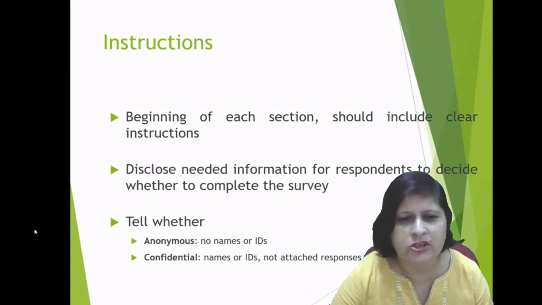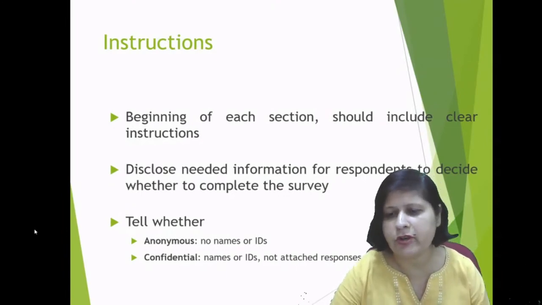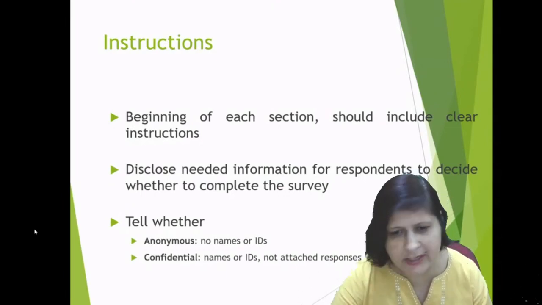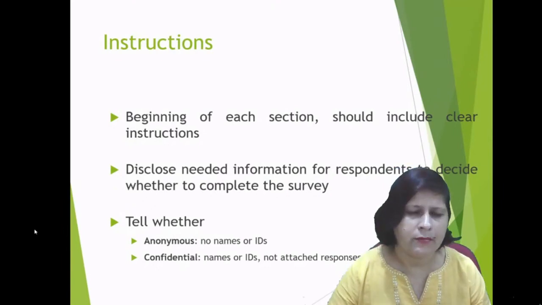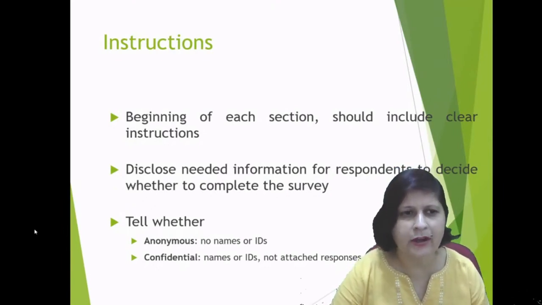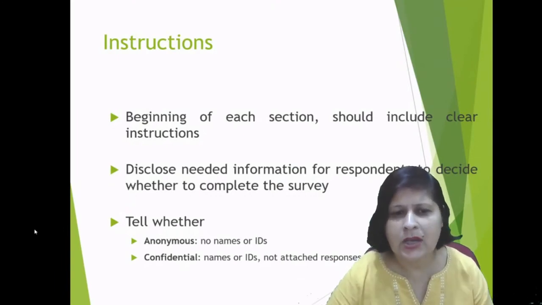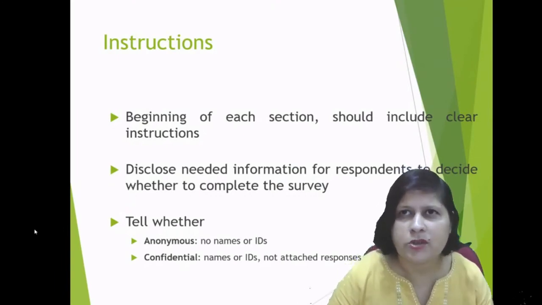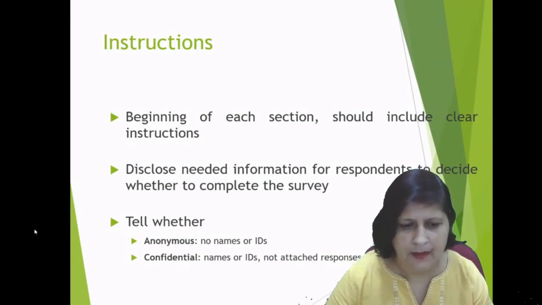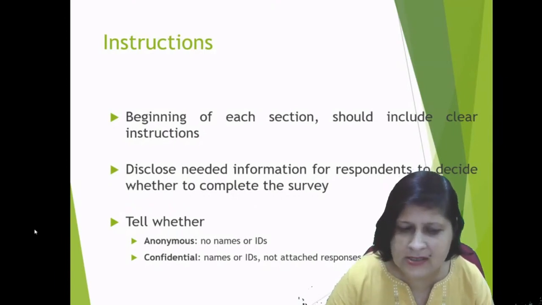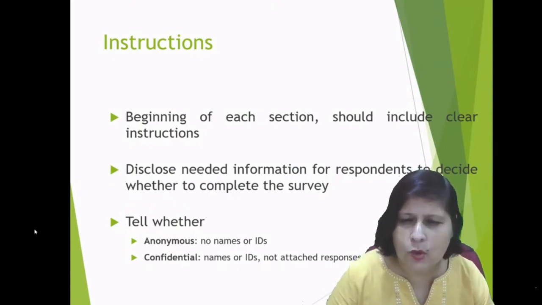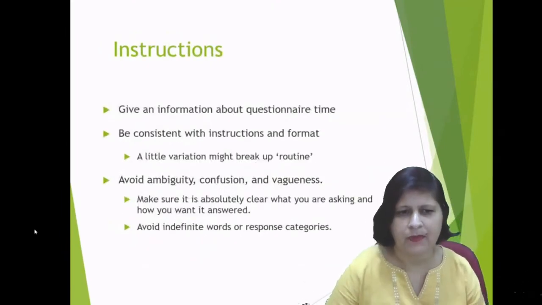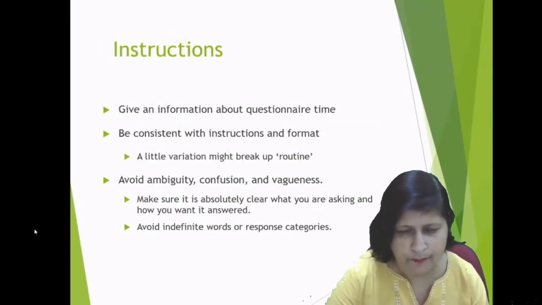Instructions: the beginning of each section should include clear instructions if there are any. Disclose needed information for the respondent to decide whether to complete the survey or not. Don't cheat anyone. Disclose why you are collecting the information from the respondent and how you are going to use that information. This will help the respondent to think whether they want to answer those questions or not. Tell whether it is anonymous, with no names or IDs, or confidential, where names or IDs are not attached to the responses, and whether you want their personal details or not. Give information about questionnaire time, if there is any.